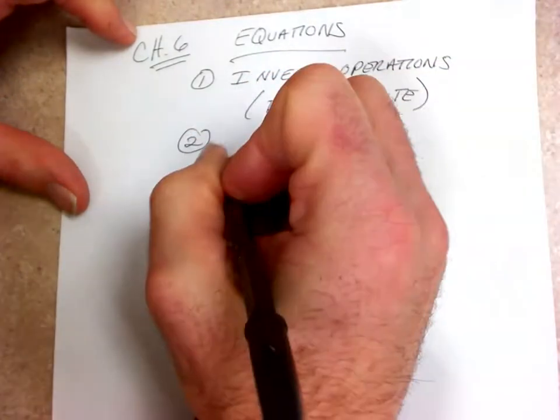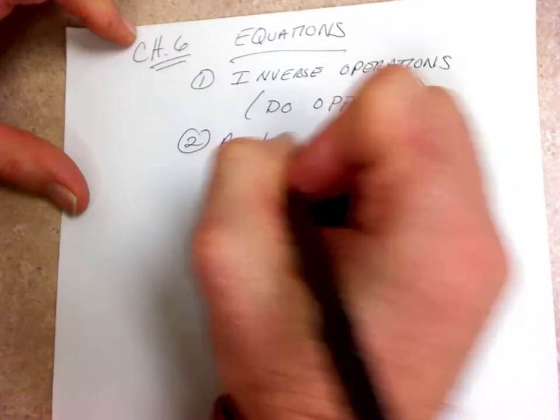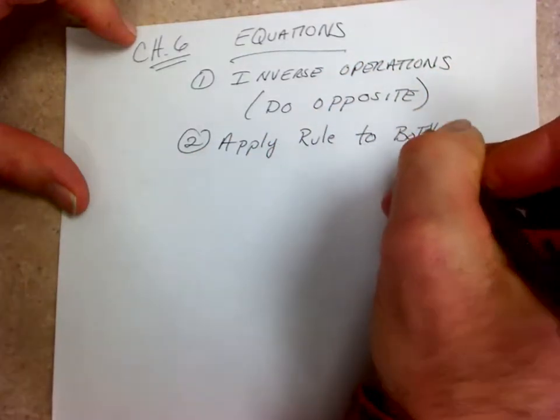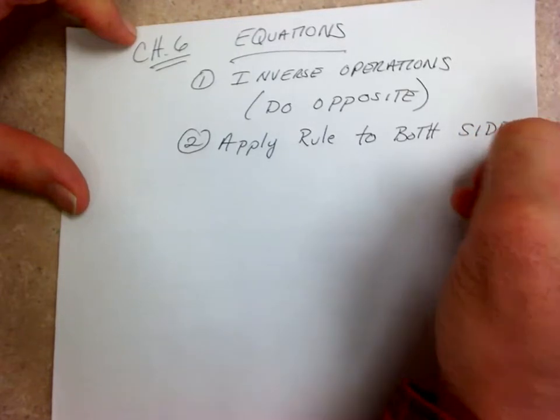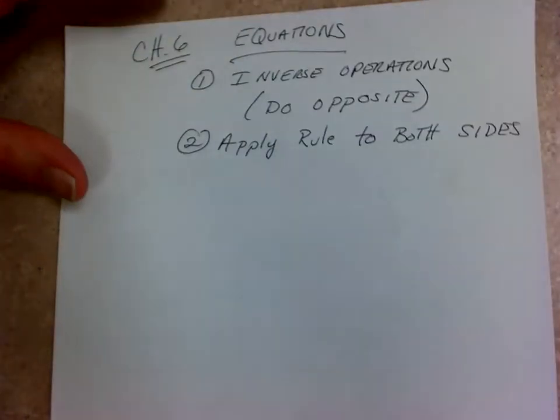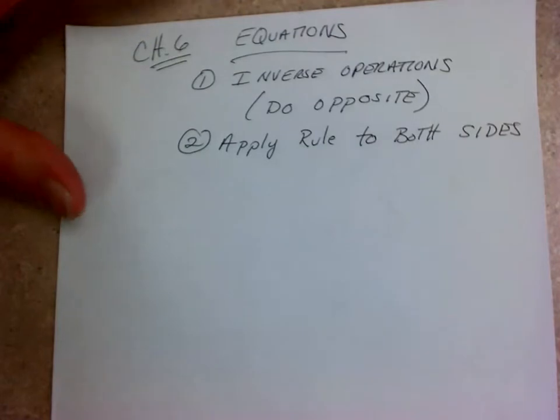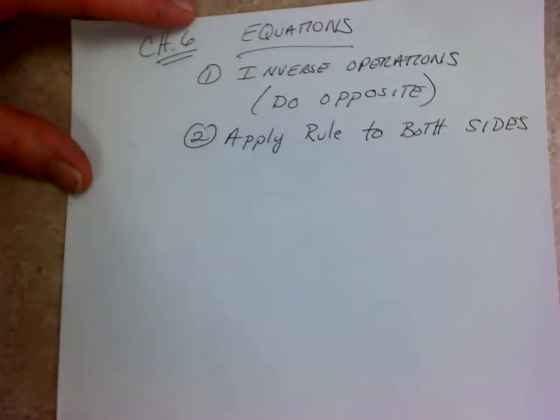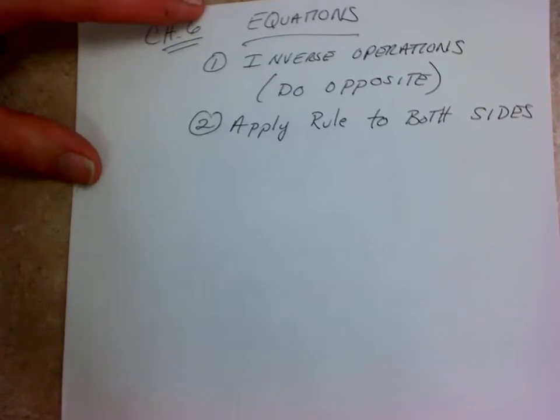The second rule was apply the rule to both sides. Those are the 2 rules we came up with in class. I'll expand on those as we go through here. When we start to solve our algebra equations, we're going to start simple with little one-step equations.